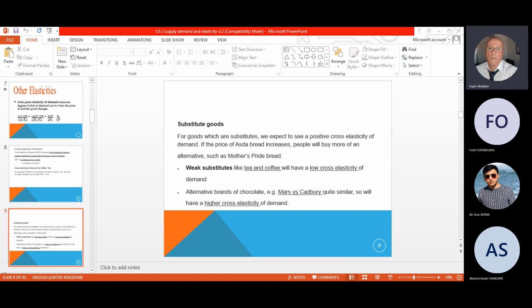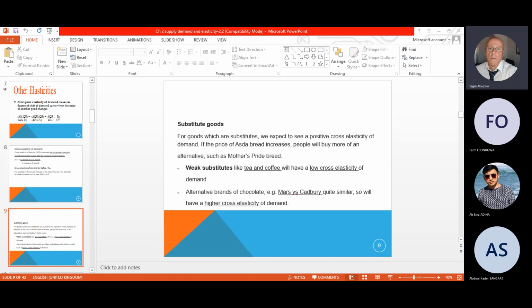Then the coefficient of elasticity is defined as the percentage change in quantity demanded divided by the percentage change in price. Therefore, the quantity change is going to be divided by the price change. As you see, delta Q over Q at t minus 1, divided by delta P over P at t minus 1, which is the initial price. The first step is to find percentage changes.